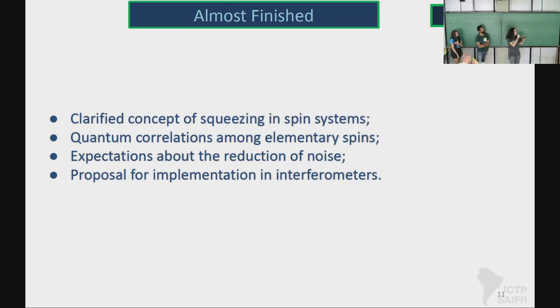And concluding, the authors clarify the concept of spin squeezing, and to do this, you need quantum correlations among elementary spins. They spoke about the expectations about the reduction of noise and its use in quantum sensing and metrology, and proposed some implementations with interferometers.